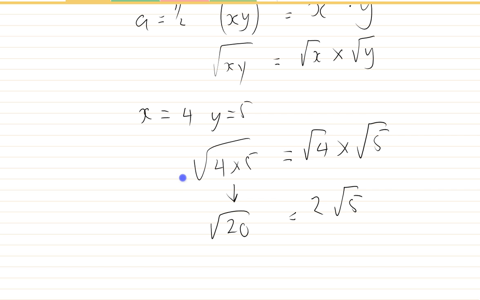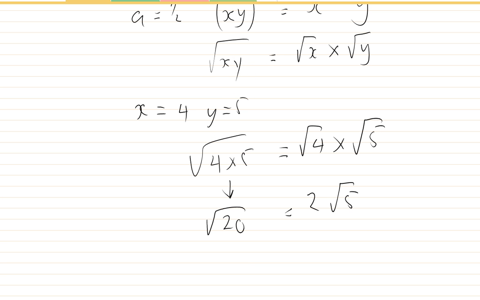Let's just verify that with the old Microsoft calculator. 20 square root, there it is, 4.472 approximately, versus, and I'll do the other one, 2 times root 5. 5 square root and then times 2. Where's times? Oh, it's there. Times 2 equals 4.472.